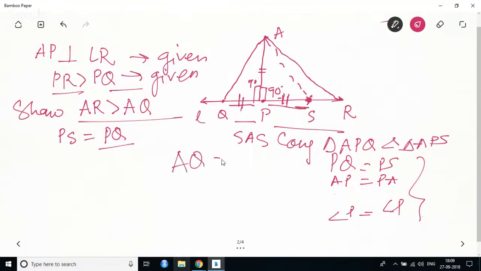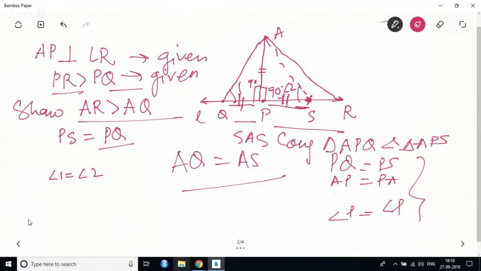I prove that AQ is equal to AS. That's what I do. And if AQ is equal to AS, then this angle, suppose I am assuming this angle to be 1 and this angle to be 2, so I can prove that angle 1 is equal to angle 2.